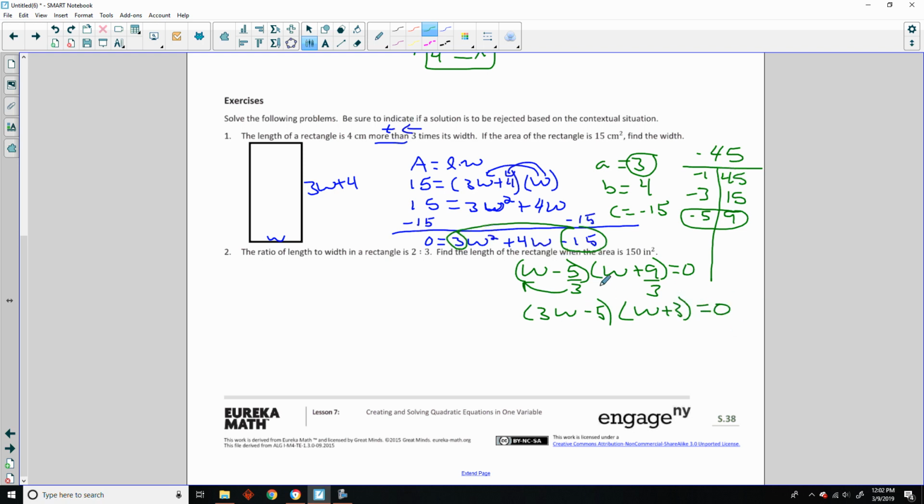If I go back up here, the opposite of what's here makes this 0. So W would equal positive 5/3, or W would equal the opposite of this, which is negative 3. Remember that this is length. This is what's called an extraneous solution. A length cannot be negative, so the answer is 5/3, or 1 2/3.